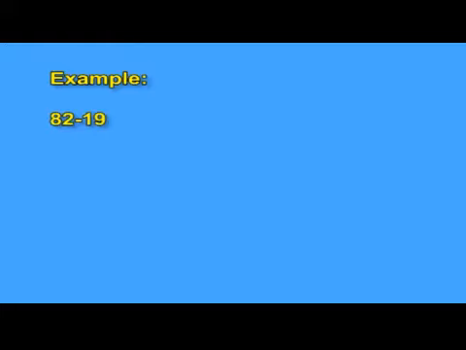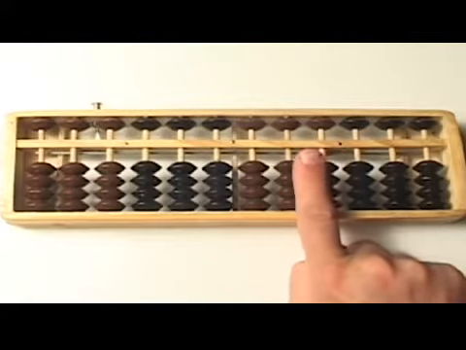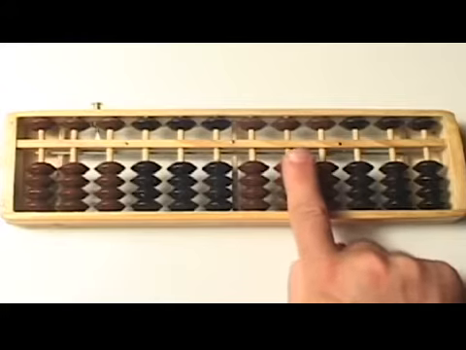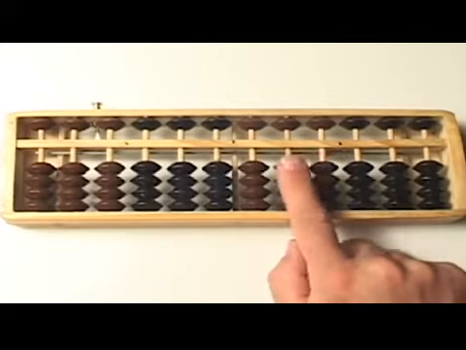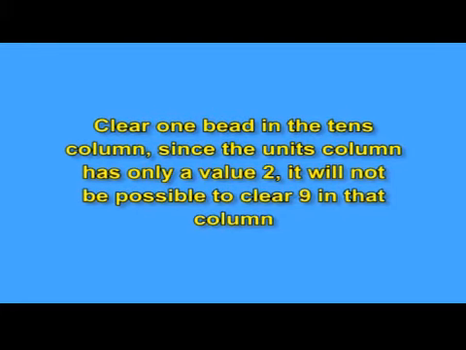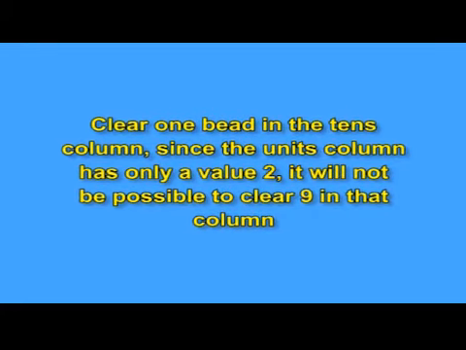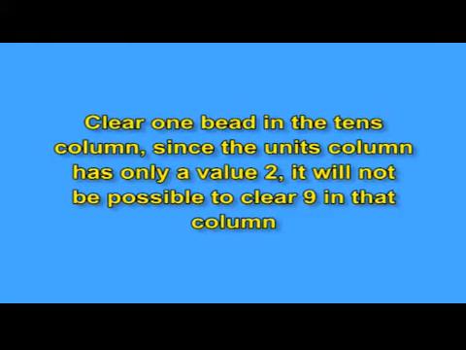Example, 82 minus 19. First, set the number 8 of the 82 in the tens column. Second, set the number 2 of the 82 in the units column. Now, right and left hands should be on the units and tens columns respectively. In this example, we have to clear 1 in the tens column and 9 in the units column. Clear 1 bead in the tens column since the units column has only a value of 2. It will not be possible to clear 9 in that column.